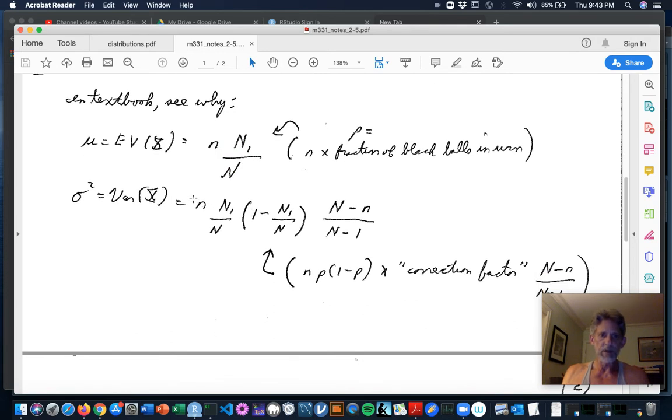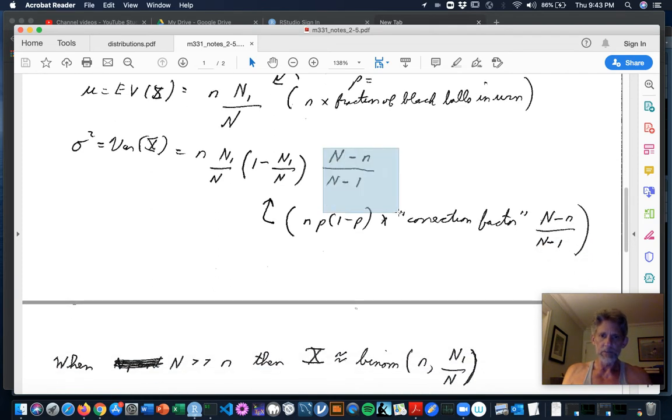And the variance reminds you a lot of a binomial random variable. n times the proportion that are black times the proportion that are white, 1 minus the proportion that are black. n times p times 1 minus p. Feels like a binomial. But there's this extra factor at the end as well: the number of balls in the urn, the population, minus the number of balls you pick out, the sample size, over the population minus 1. That little factor there is called the correction factor, because the thing is almost binomial, but you've got to multiply by this correction factor.